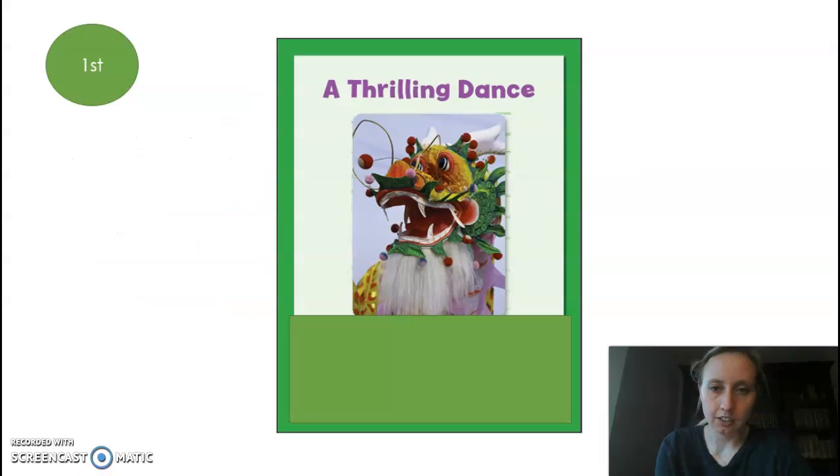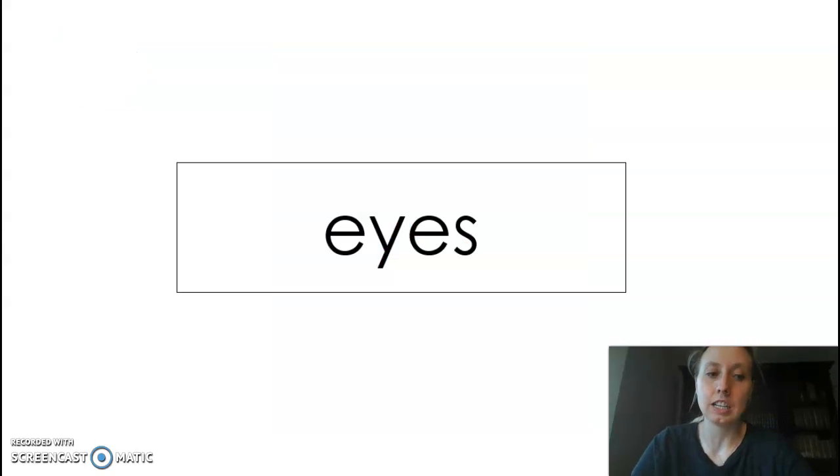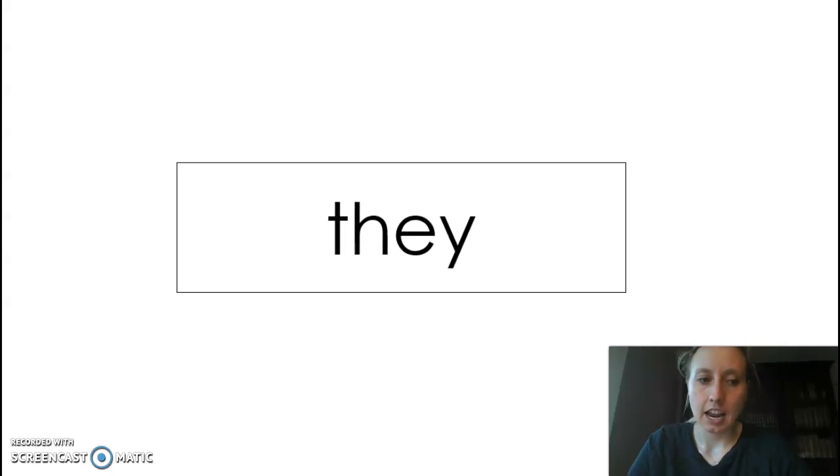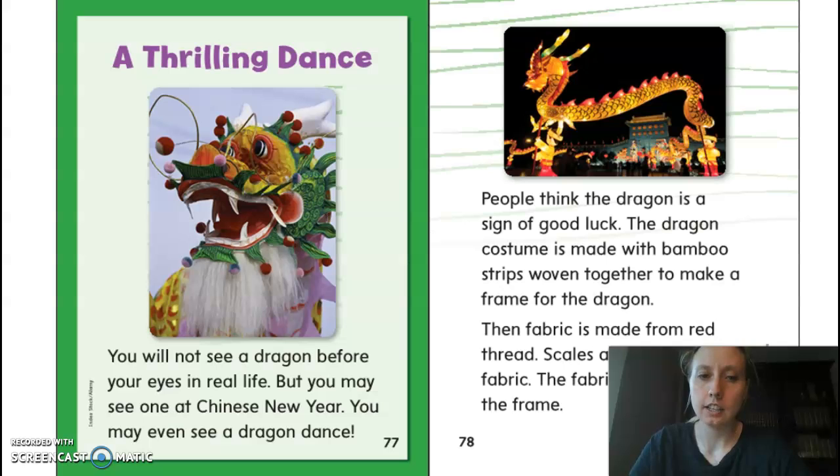Okay, let's read a story. A thrilling dance. Thrilling means it's really exciting. So here are some words we'll see. Eyes, one, sign, moves, they, push, what?